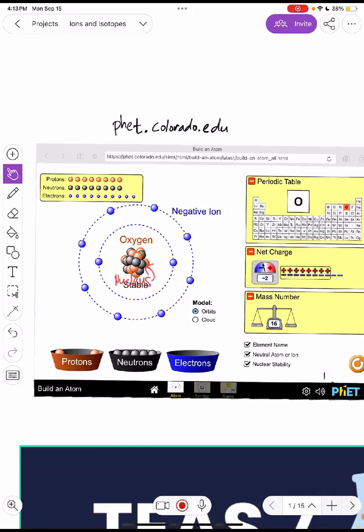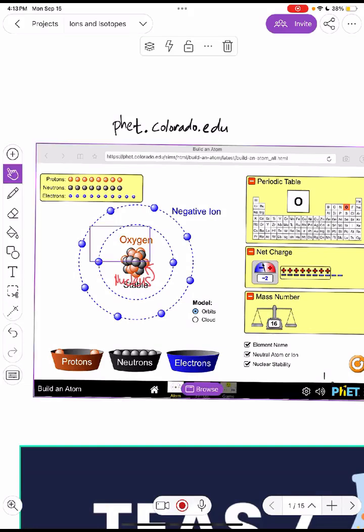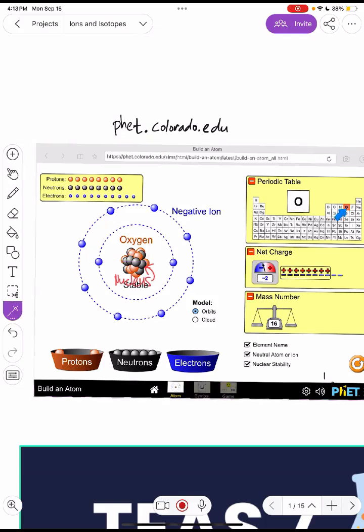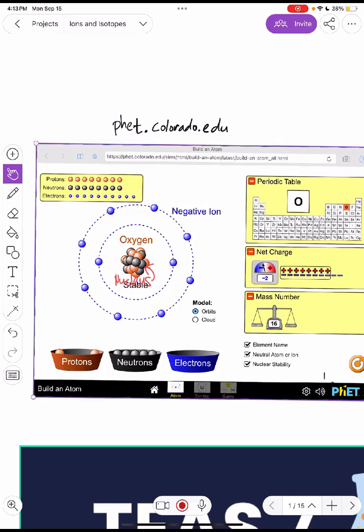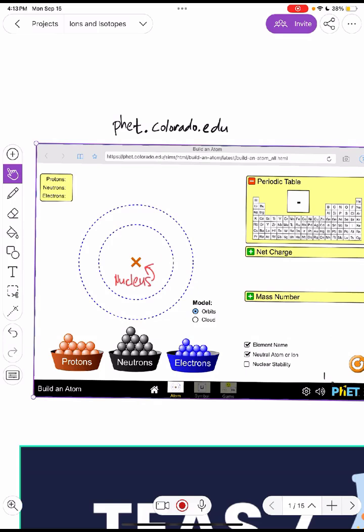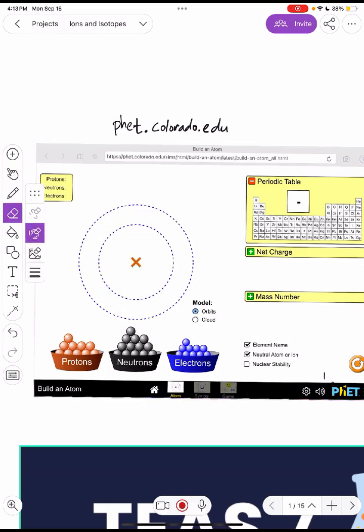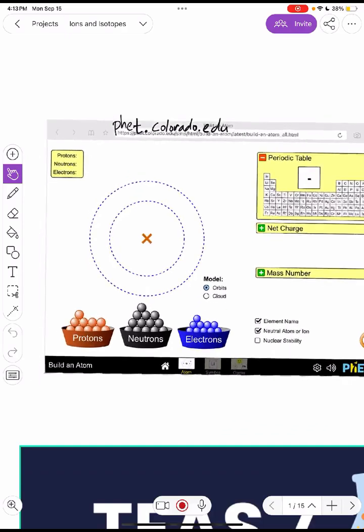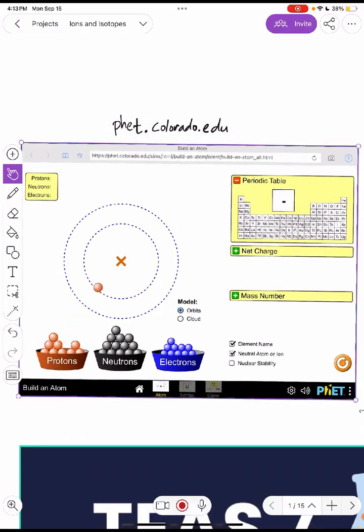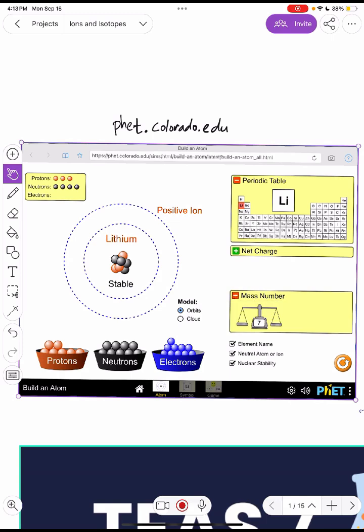And let's notice some patterns here. Oxygen's on the right-hand side of the periodic table. It's way over here on the right. And let's look at some other ions that could form, like lithium. Let's reset it. So lithium, if we look here, it has 1, 2, 3 protons. Just so we're accurate. Okay.